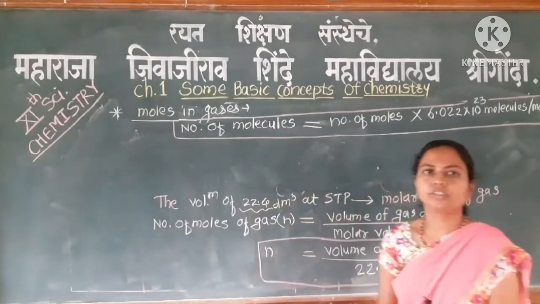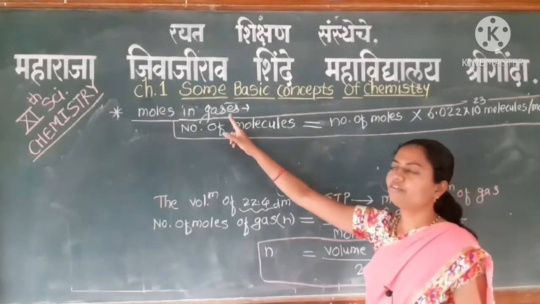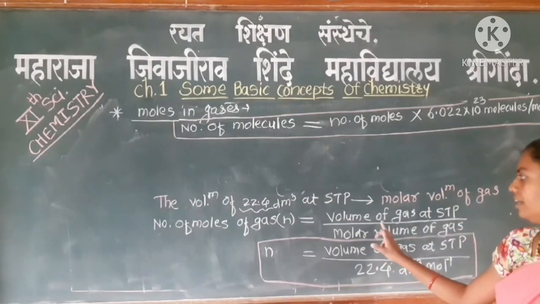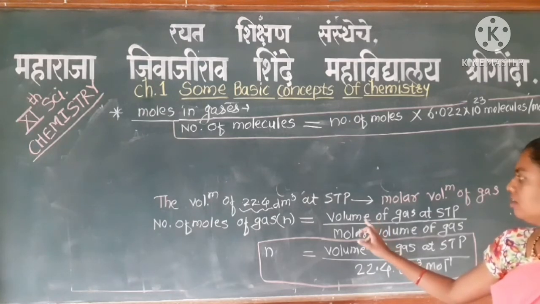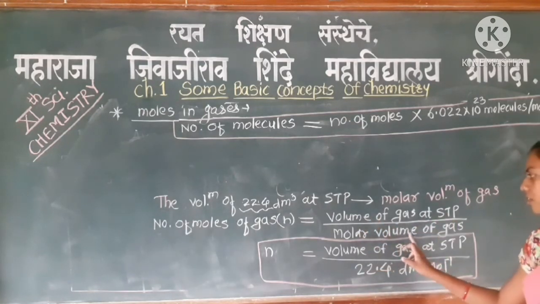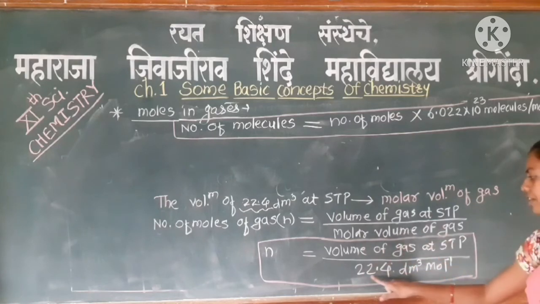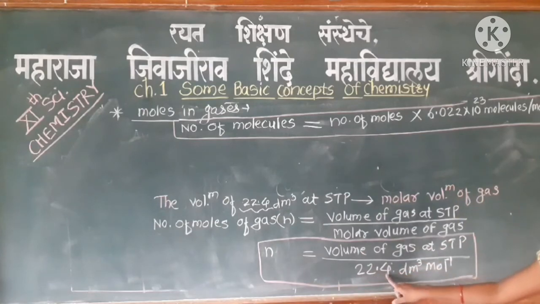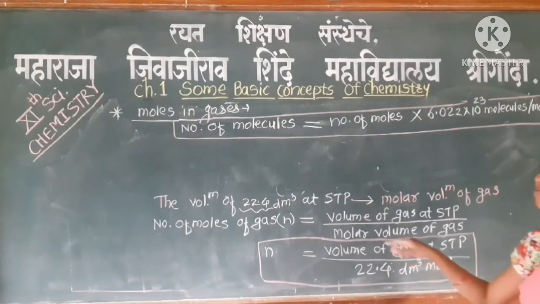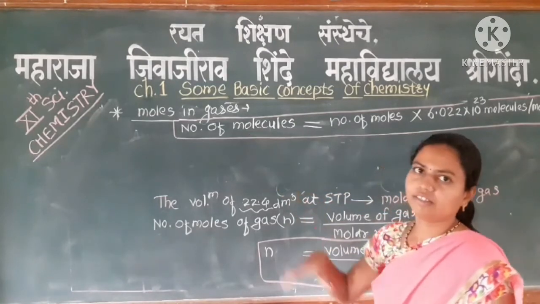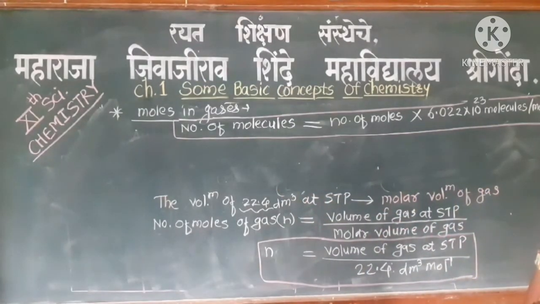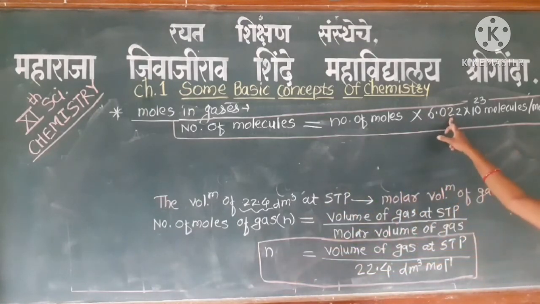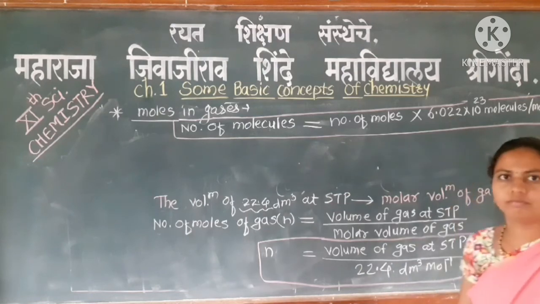Okay, understood this? For calculation of the number of moles, we can take the volume of that gas instead of the mass of that substance. Volume of a gas at STP upon molar volume. We know that the molar volume of a gas is 22.4. Therefore, n is equal to volume of gas at STP upon 22.4 decimeter cube mole inverse. Or the number of molecules involved in that gas can be calculated by the formula number of moles, that is n, into Avogadro's number. Okay, understood?